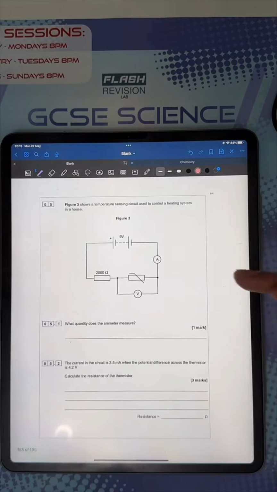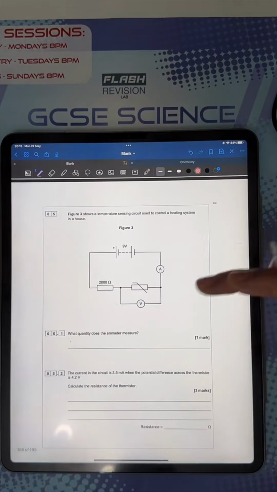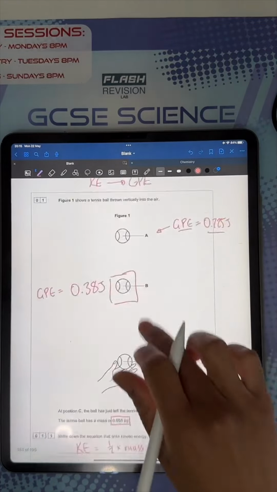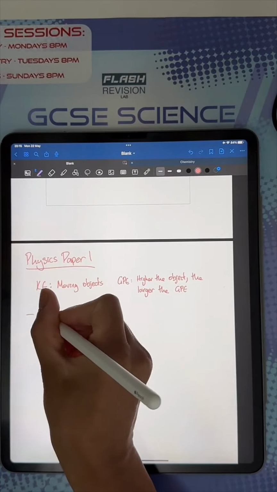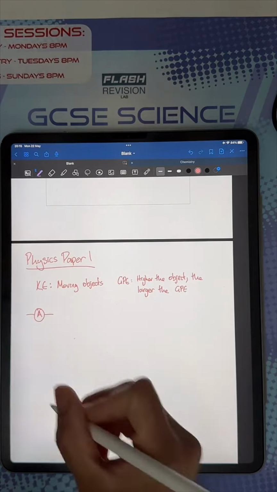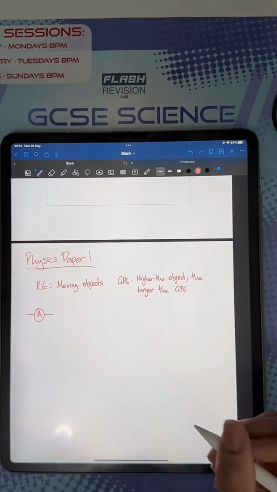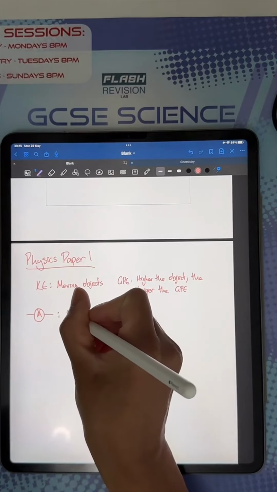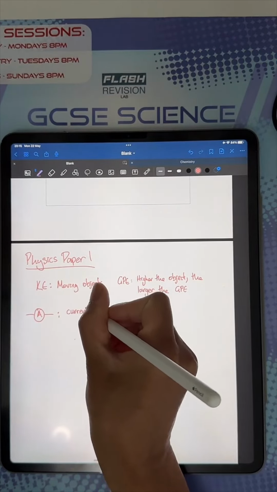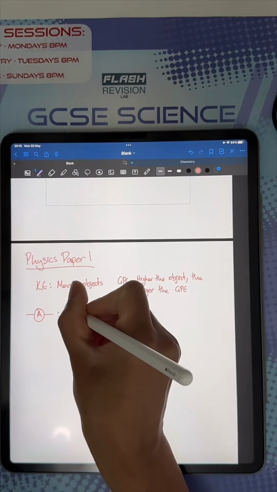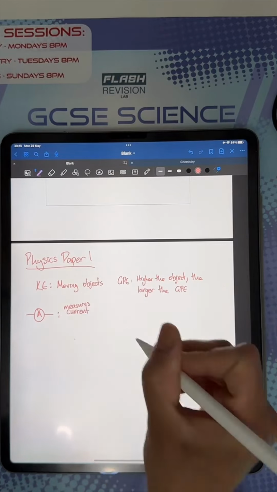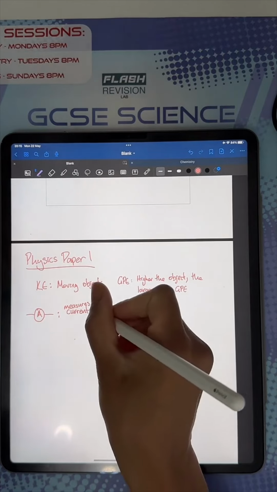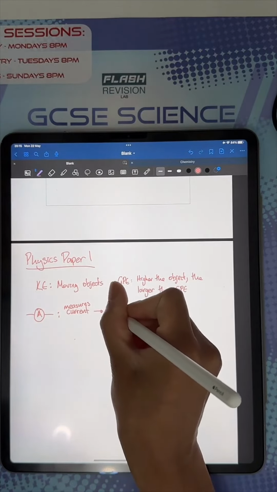Next question. Okay, so we do have an electricity question. So let's go through this. What quantity does an ammeter measure? So let's write this down. Ammeter, symbol for an ammeter. Capital A, circle. What does it measure? Current, excellent. What else can you say about an ammeter? Anything else you guys can tell me about it? In series, yes. It must be connected in series.